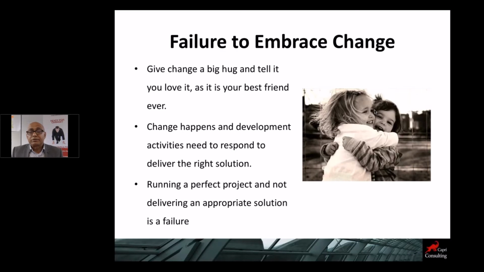And if you're running a perfect project, you've done everything on time, but you're not delivering an appropriate solution, then it's a big failure. So it's very important that you welcome change happily and adopt to those changes and allow your customer to change their mind, because the product is evolving. They have never seen that product before. They made some assumptions, and based on those assumptions, you start developing a product. So allow them to think, and to reflect on that and improve that product.